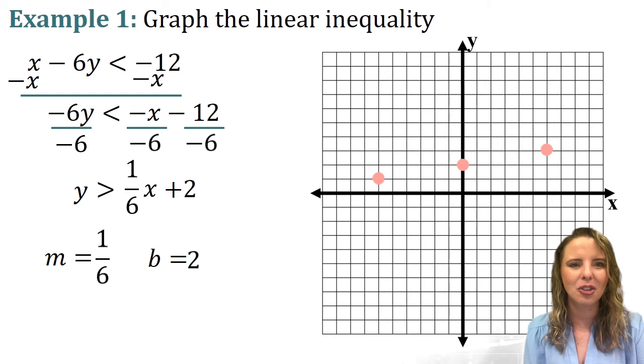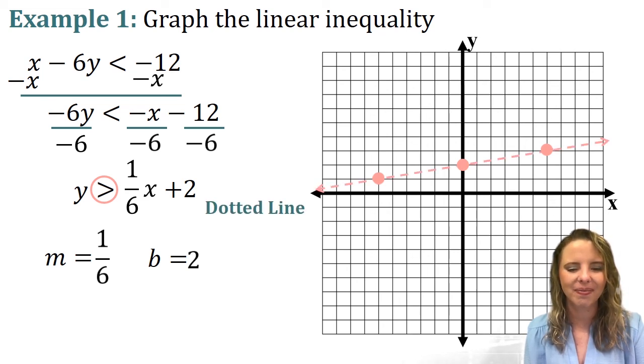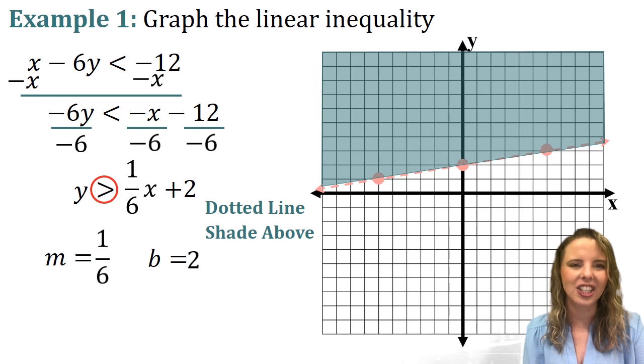It is now time to graph our line, but we need to determine what kind of line we're going to have. Our sign is greater than. Since there's no equal to, our line is going to be dotted. And now we need to get ready to shade. Once again, our sign is greater than, so that means we're going to shade above. The shaded region is our solution.